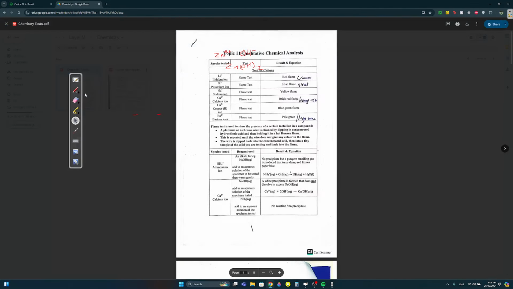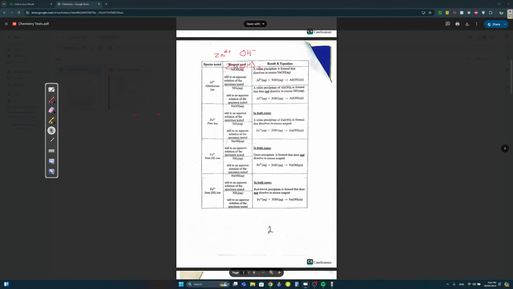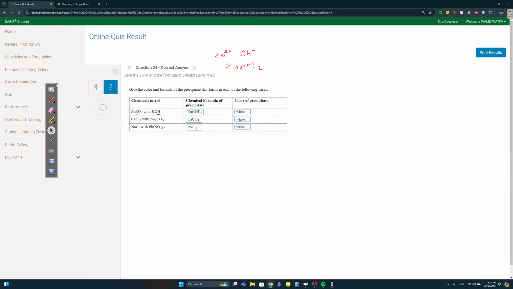If you go here, like zinc, if you mix it with any OH, it's gonna react with OH to get Zn(OH)2. These are all their reactions. Okay, CaCl2, the second one, with Na2CO3. This is a known reaction. We talked about it earlier. When you mix calcium with this, you're gonna get CaCO3, which is white. Okay, these are all white.